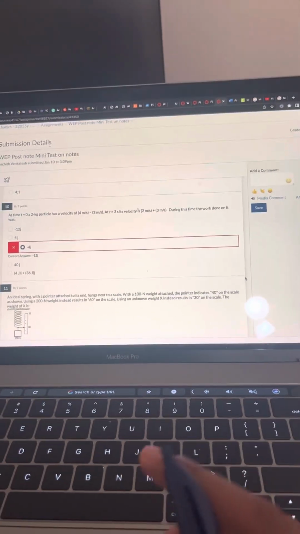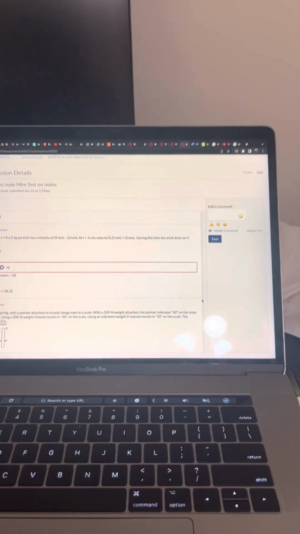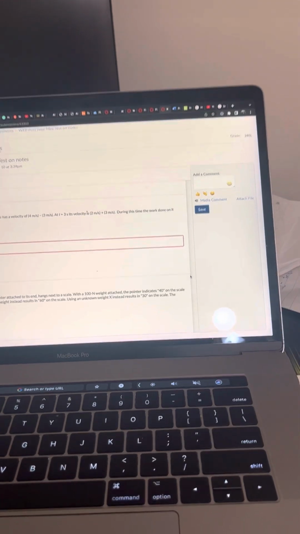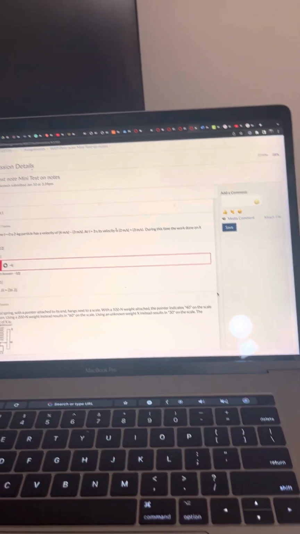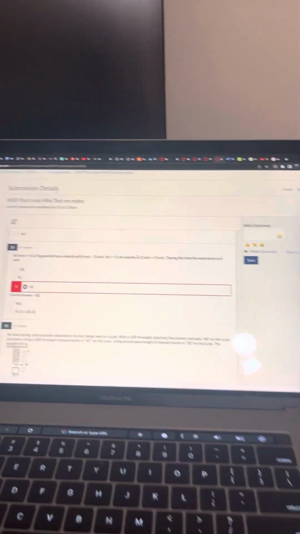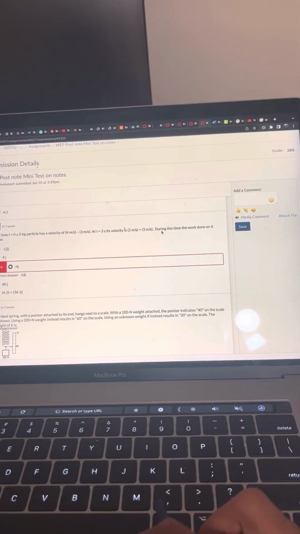So at 10, at time t equals 0, a 2 kg particle has a velocity of 4 meters per second i minus 3 meters per second j. At t equals 3 seconds, its velocity is 2 meters per second i plus 2 meters per second j. Okay. So on this problem, they didn't show components for i and j, so I just assumed it was 4 minus 3 is 1, and 2 plus 3 is 5.